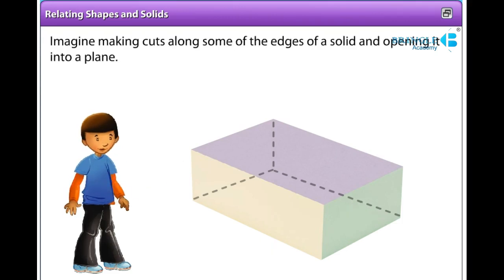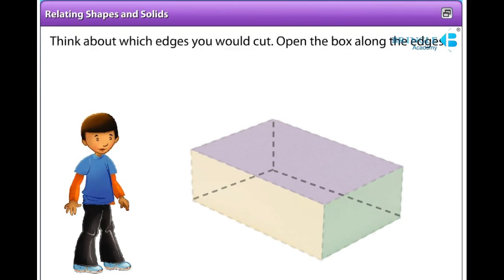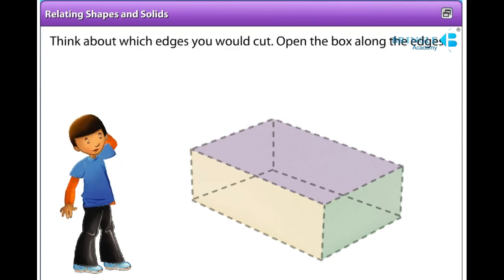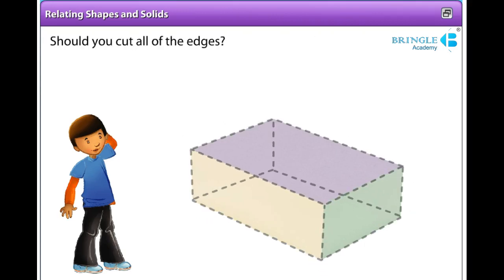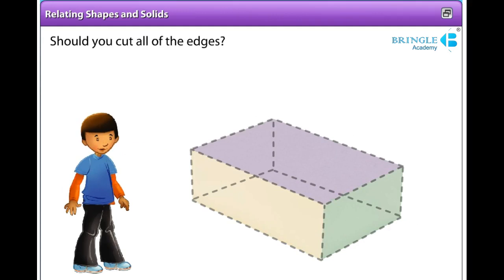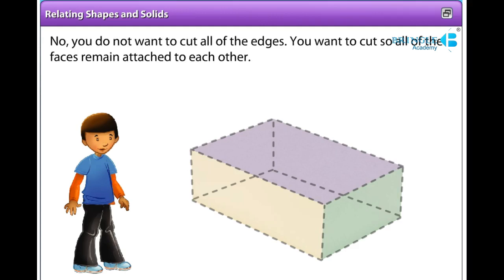Imagine making cuts along some of the edges of a solid and opening it into a plane. Think about which edges you would cut. Open the box along the edges. Should you cut all of the edges? No, you do not want to cut all of the edges. You want to cut so all of the faces remain attached to each other.